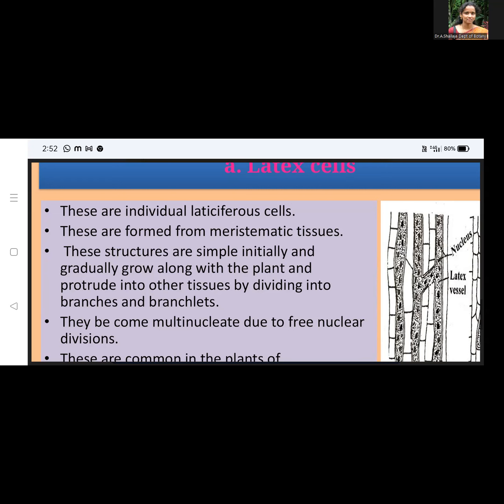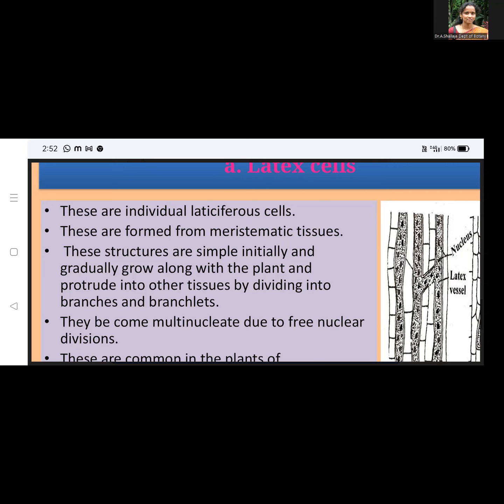Example, the latex of Carica papaya is rich in the proteolytic enzyme papain. Rubber particles we can see in the latex of Ficus elastica, Hevea brasiliensis and Cryptostegia grandiflora. Morphine, codeine and thebaine occur in the latex of Papaver somniferum. Papaver somniferum has alkaloids like morphine, codeine and thebaine. These are very, very important for exam purposes.